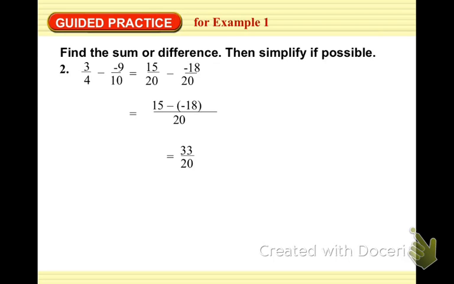And then you can change it to a mixed number through division. When you do that, don't change it to a decimal, change it to a mixed number. Divide the 33 divided by 20, and then write your remainder as a fraction over 20. So 1 13/20.